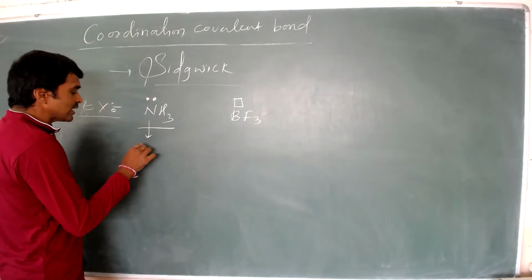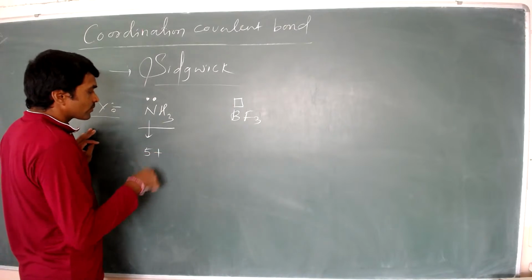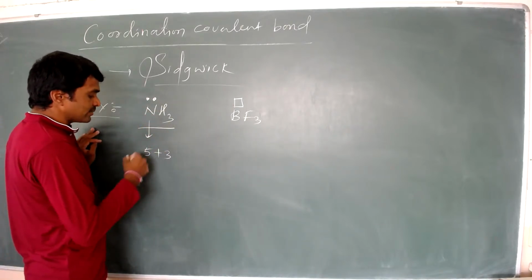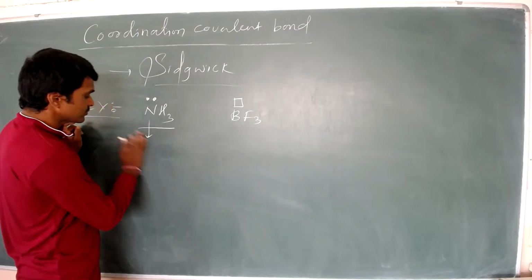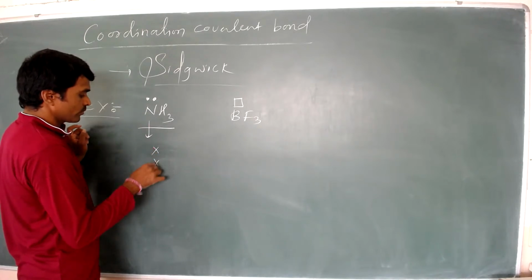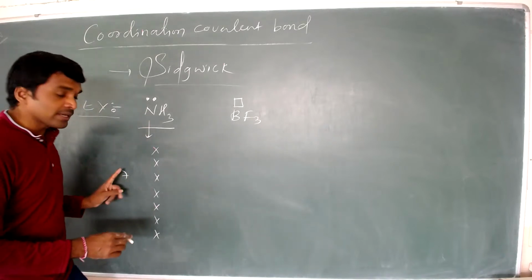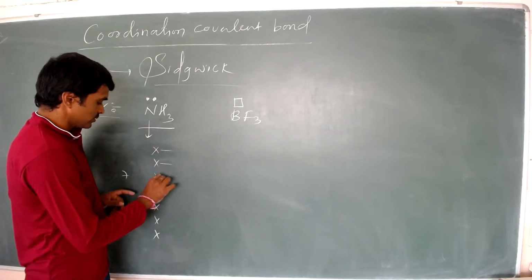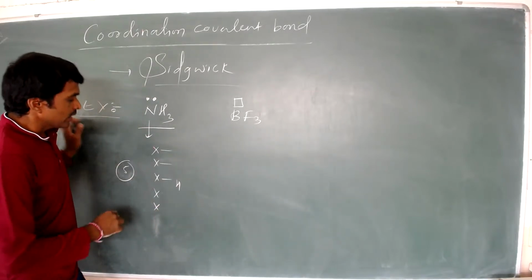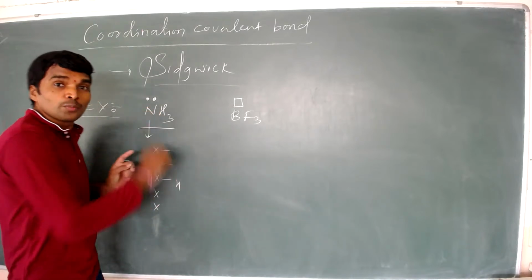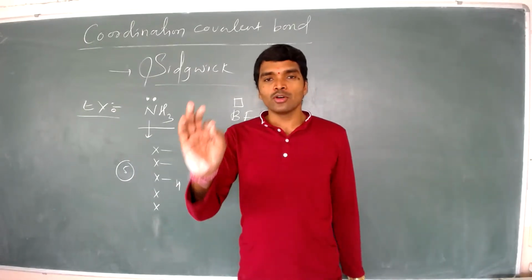Now see, nitrogen is in group number 5, and 3 hydrogens are joined here. Nitrogen's atomic number is 7. The group number of nitrogen you should learn compulsorily. In the whole periodic table, you have to learn the group numbers.